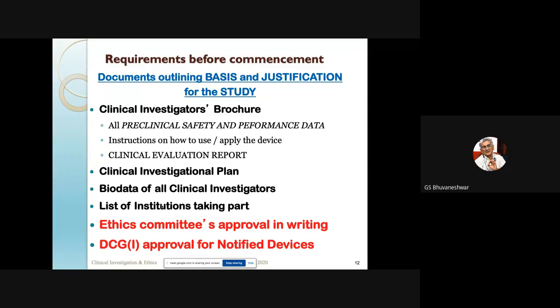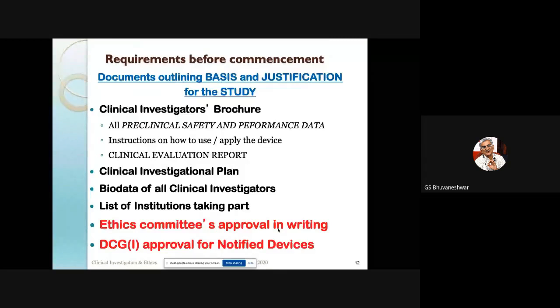Then, of course, before the study starts, you must have the ethics committee approval in writing and the regulatory authorities' approval. If it is in India, of course, only notified devices are regulated, and you have to have the DCGI's approval for those notified devices.